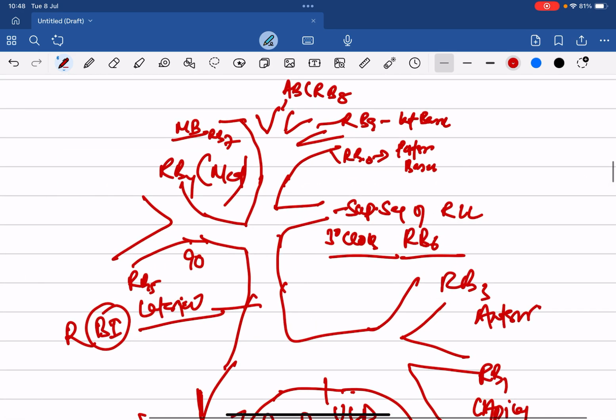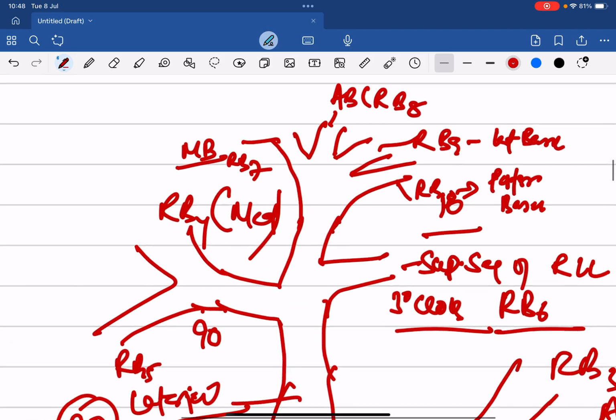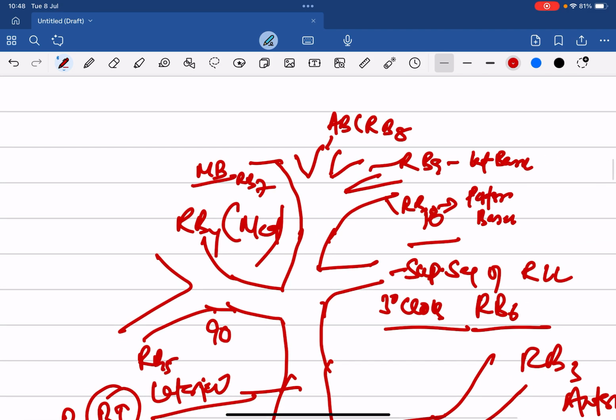RB10 is done. It has 10 segments, but normally this medial basal is present in the maximum proportion of patients; in some variants it is not present. It is absent on the left side permanently. When it is present on the left side, it is a variant, but on the right side the medial basal is present normally. When it is absent, it is a variant. Okay, now see in the video.